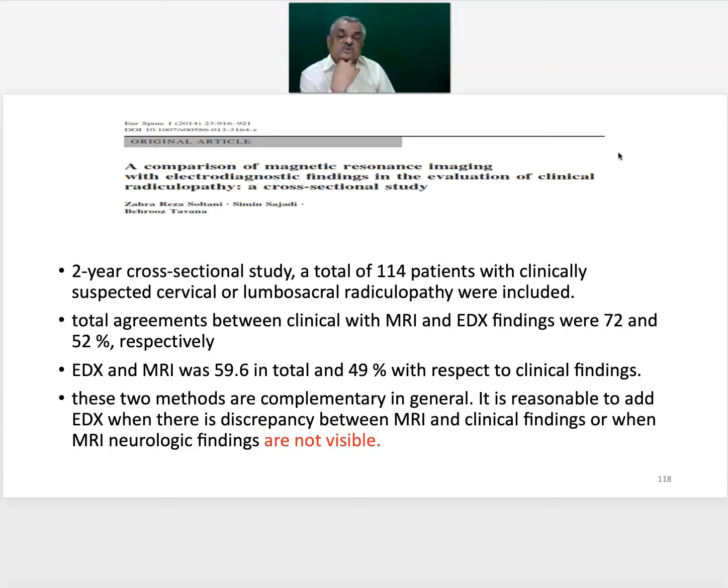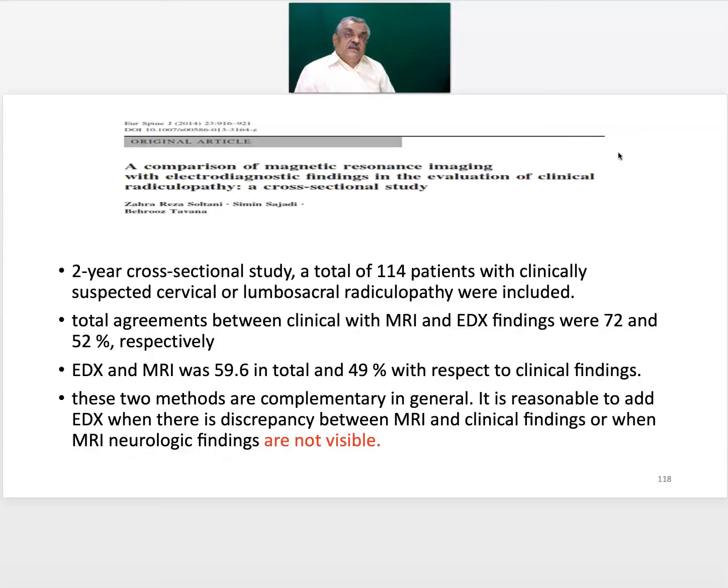The next study is a 2-year cross-sectional study of 114 patients with clinically suspected radiculopathy, either cervical or lumbosacral. And there is a total agreement between clinical with MRI and EDX findings of 72 and 52% respectively. That is, what has happened is EDX is electrodiagnostic findings. So here we find MRI correlates to 72 and electrophysiology to about 52%. The EDX and MRI was 59% in total and 49% with respect to clinical finding.